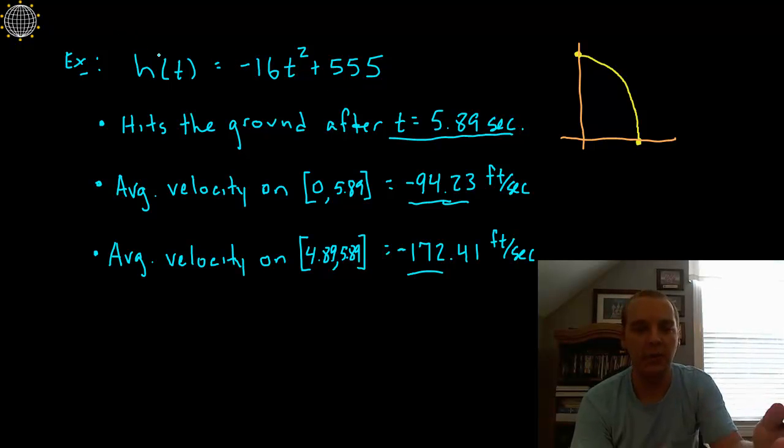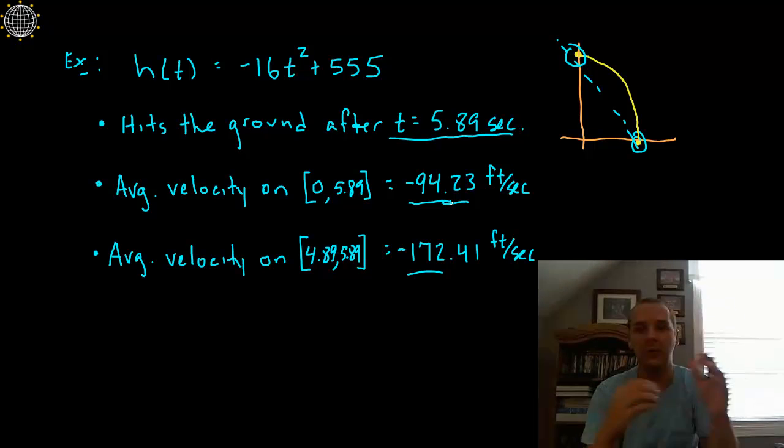After some algebra, and you can watch the video to see how we got these, the time it takes to hit the ground is about 5.89 seconds. And we found that by setting the height equal to 0 and solving for t. And we talked about the average velocity on the entire interval from 0 until it hits the ground after 5.89 seconds. And that wound up being negative 94 feet per second. That's a velocity, rise over run, feet per second. And you notice that's a negative quantity indicating the coin was falling.